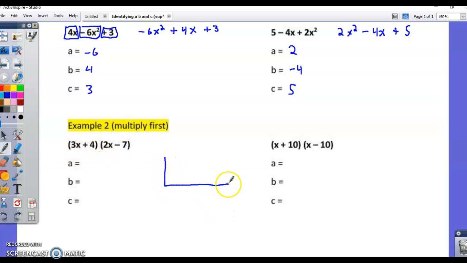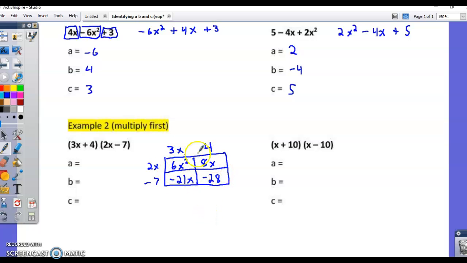So I'm going to do the box method here, because I know a lot of you guys prefer this method. So I'm going to list my 3x and my 4. It doesn't matter which side. So 3x, my +4. Then I have my 2x and my -7, and I'm going to multiply. So this is going to be 2 times 3, which is 6. And then x times x is x squared. 2 times 4 would be 8. And I'm going to include that x there. 3 and -7 gives me -21x. And then I have a -7 and a 4, which would give me -28.